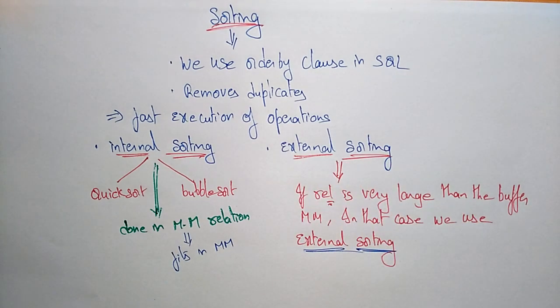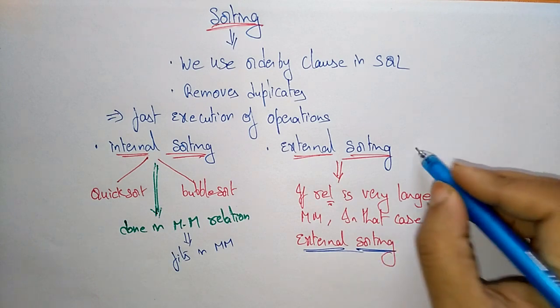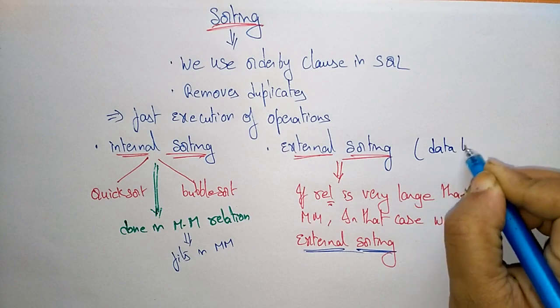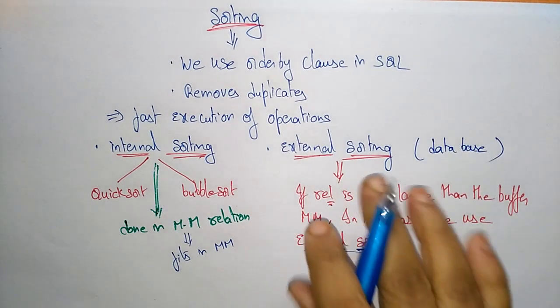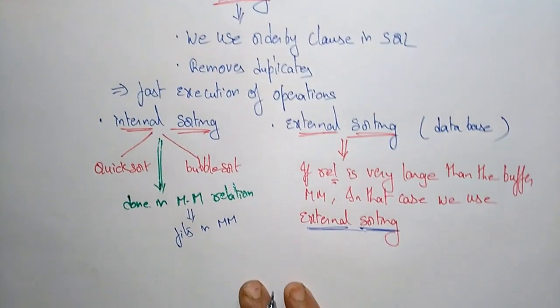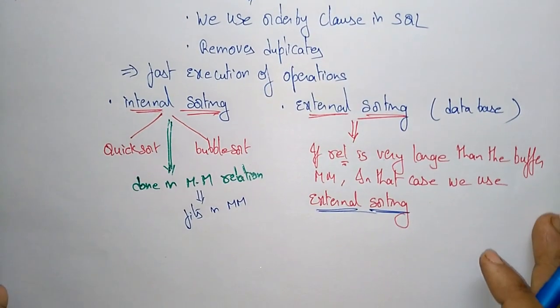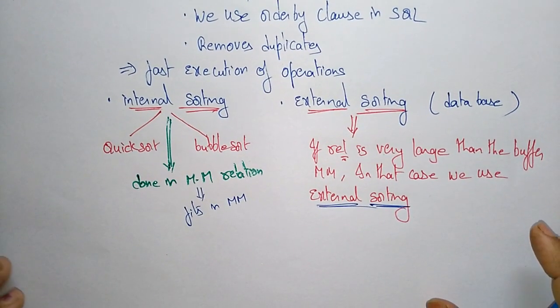In terms of database, we use only external sorting, because large files will not fit in main memory. The database queries will be large when compared to the relations used in the main memory. So in those cases we go only for external memory. Okay, so the database uses only external memory.